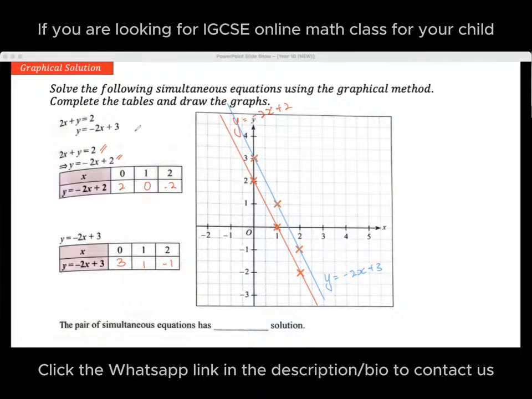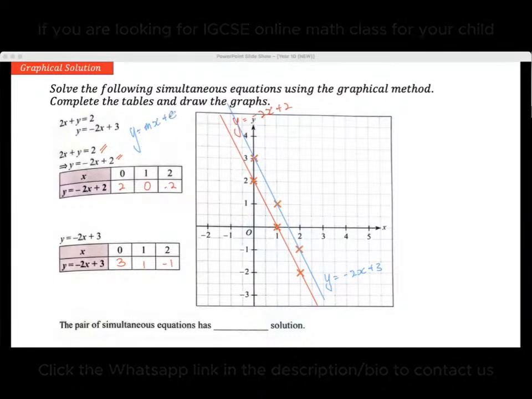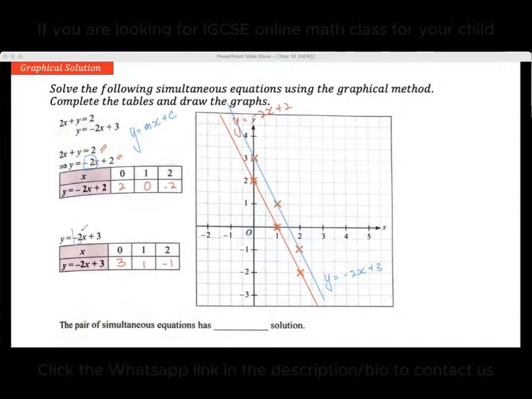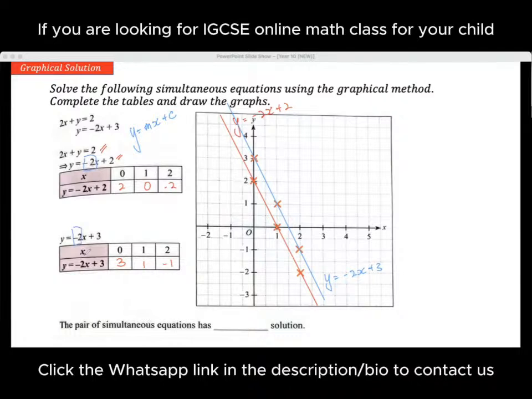Because previously you learned that y equals mx plus c is the general form for straight line equations. So m is the gradient. As you can see here, the gradient here is negative 2, and the gradient here is also negative 2. So when they have the same gradient, it tells us that these two lines are parallel.